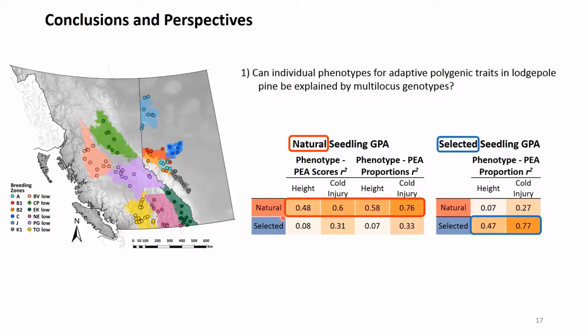The results I found also suggest that you can't translate results from genotype-phenotype associations in natural seedlings to those of selected seedlings, or vice versa, from selected seedlings to natural seedlings.